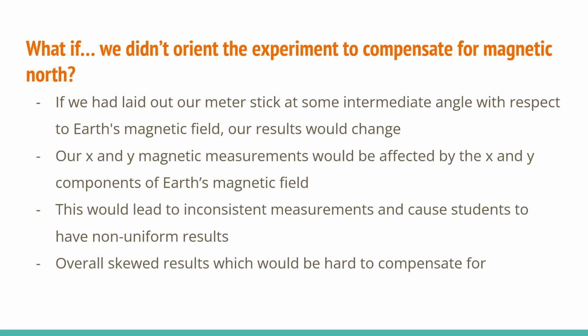What if we didn't orient the experiment to compensate for magnetic north? If we had laid out our meter stick at some intermediate angle with respect to the Earth's magnetic field, our results would change. Our x and y magnetic measurements would be affected by the x and y components of Earth's magnetic field. This, in turn, would lead to inconsistent measurements and cause students to have non-uniform results. Overall, we would have skewed results that would be hard to compensate for.